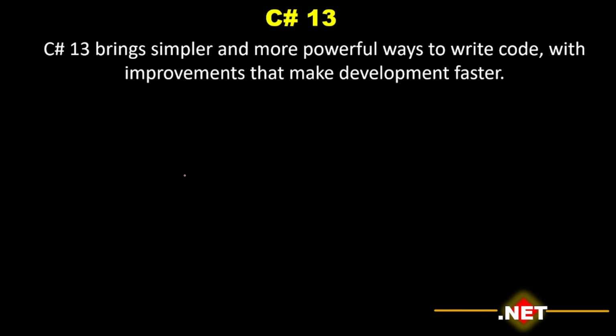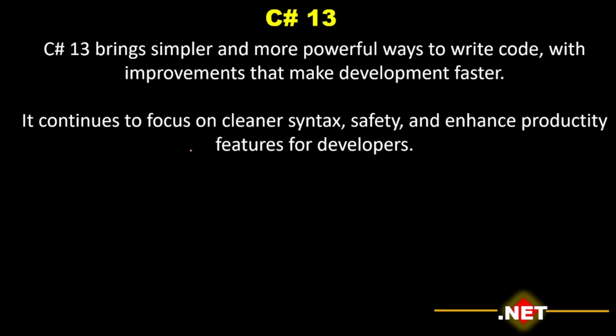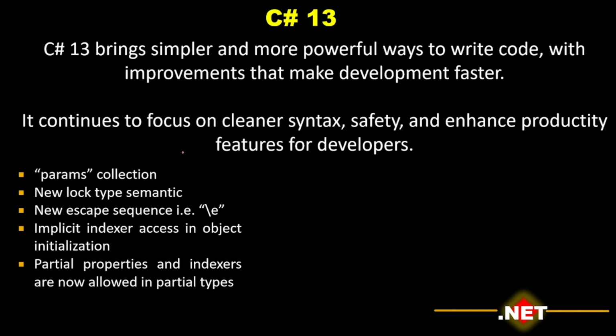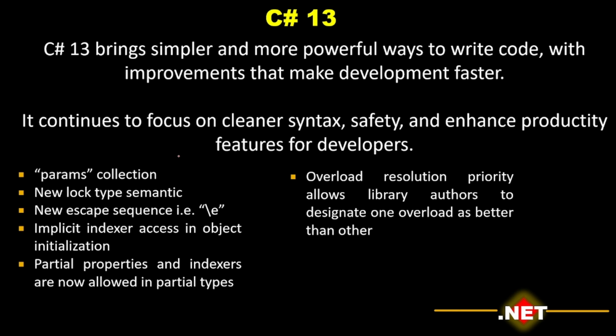Talking about C# 13, which has come with .NET 9, C# 13 has brought many features. There is continuous focus on many things: params collections, new lock type semantics, a new escape sequence \e, implicit indexer access, partial properties and indexers, and overload resolution priority, which allows library authors to designate one overload as better than another. There are so many things. It's time to explore C# 13 before C# 14 comes next month.